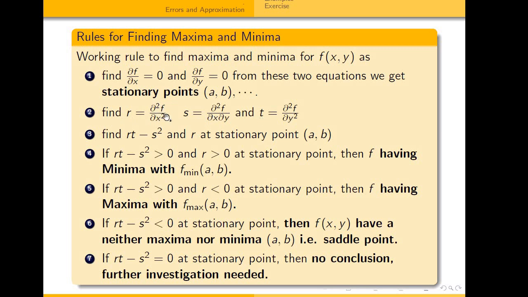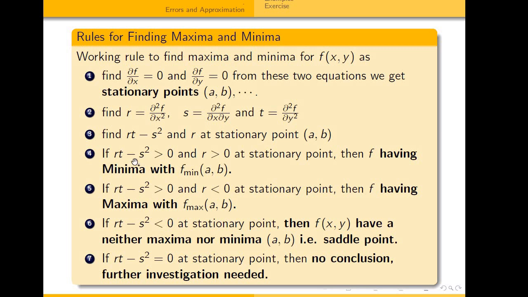Now r means the double partial derivative with respect to x, s means the partial derivative with respect to x and y, and t means the partial derivative with respect to y twice. Then we have to find rt minus s square, and r. Since r, s, t are known, we find rt minus s square and r at the stationary point a, putting the value at this stationary point.